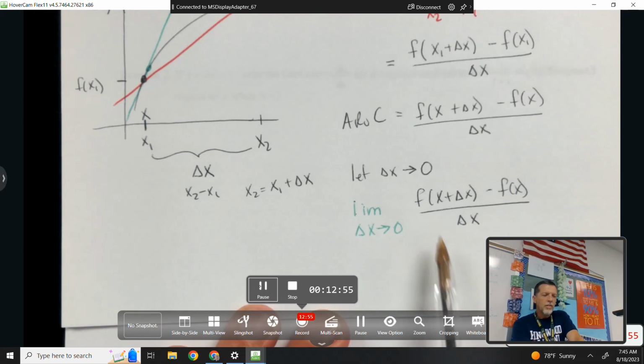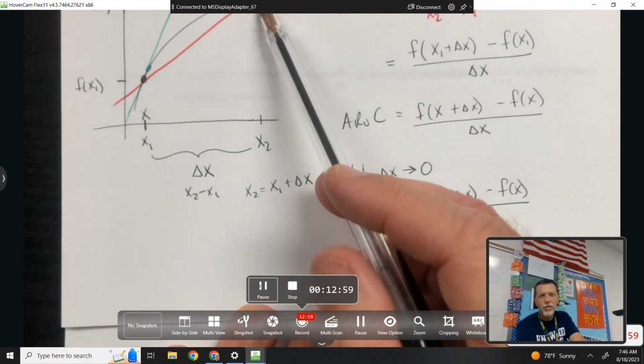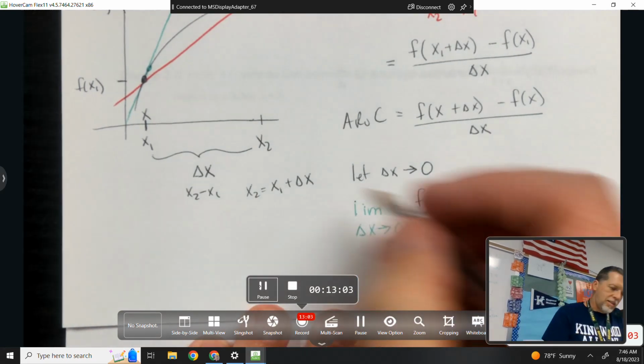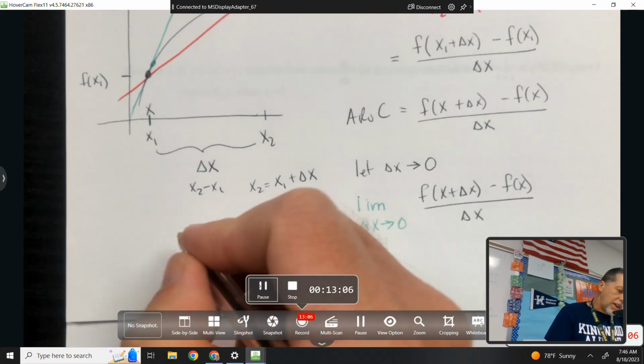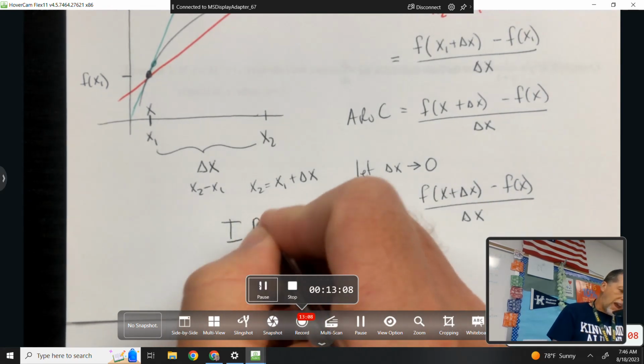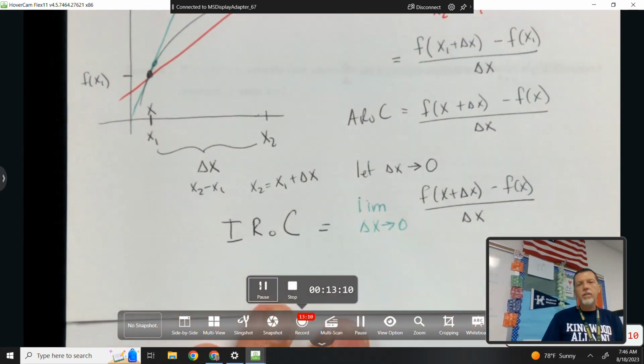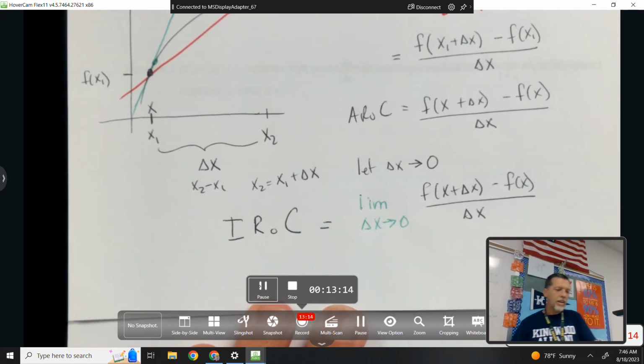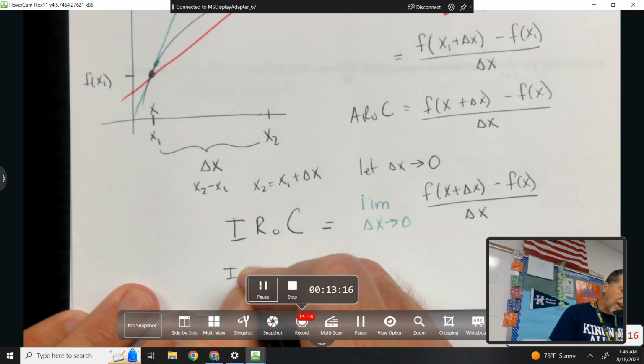So that's not really an average rate of change anymore because it's not all this over this whole span. It's like right next to it. In fact, it's not really average. It's more of an IROC instead of an AROC. And guess what the I stands for? Instantaneous. This becomes an instantaneous rate of change.